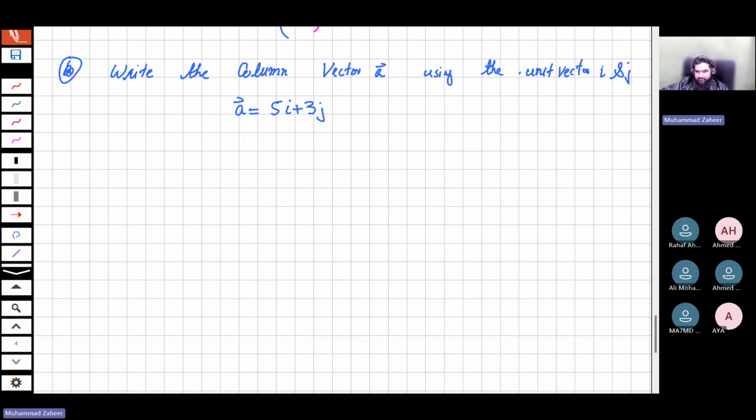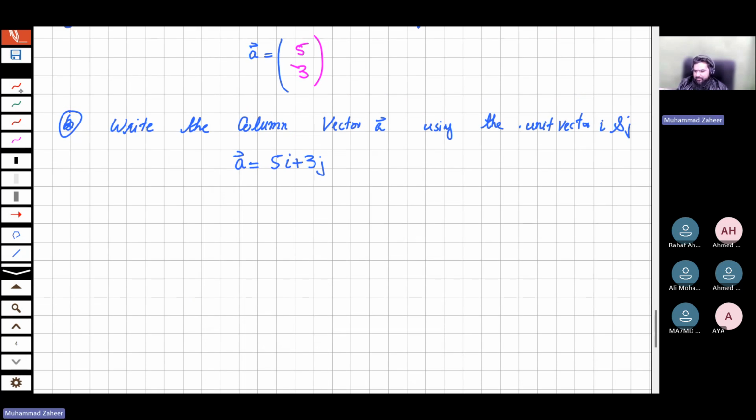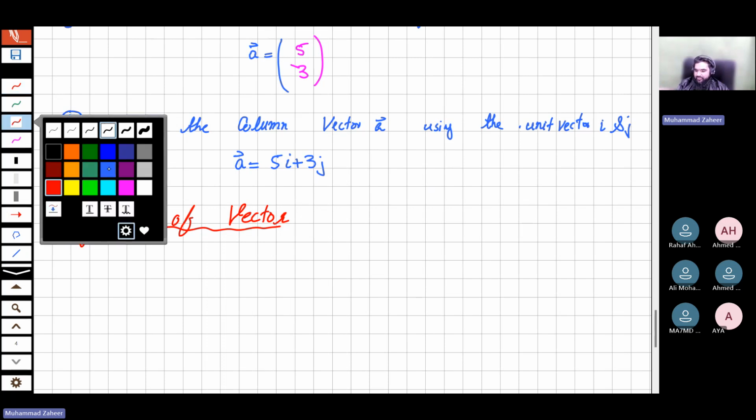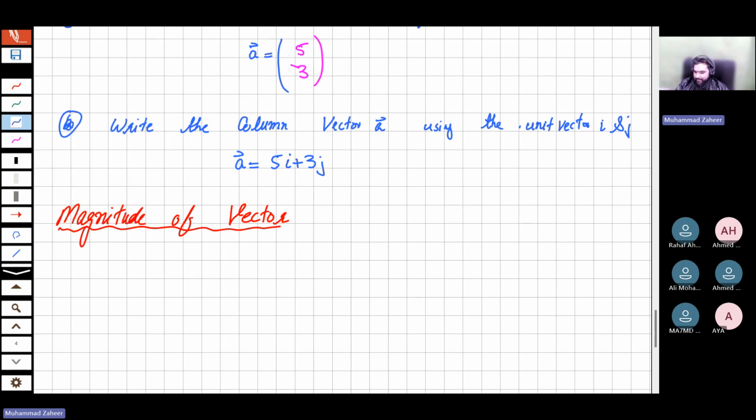All right, let's move on. The next thing is about the magnitude of a vector. I told you that in a vector we have two main things: the magnitude and the direction. First of all we had to understand the representations. Now let's see how we are able to find the magnitude of a vector.